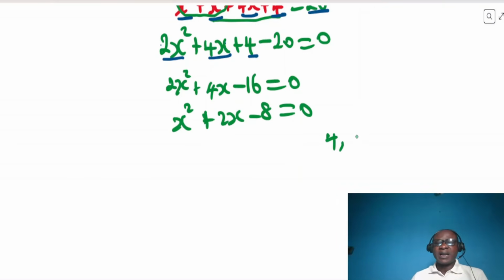What of 4 and minus 2? That will work. You can now see the two numbers can easily come out. 4 and minus 2 can work.